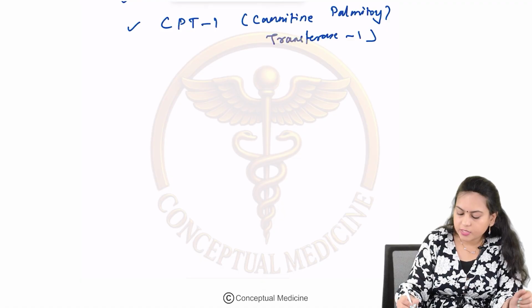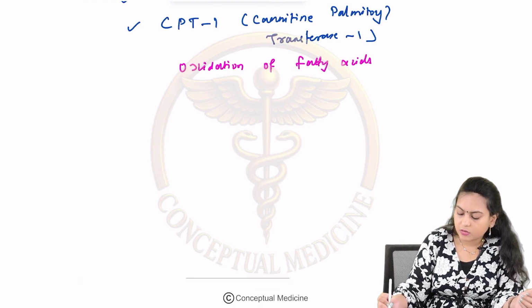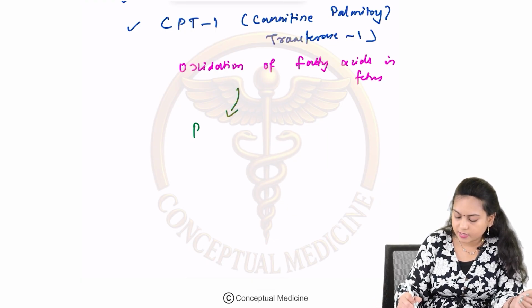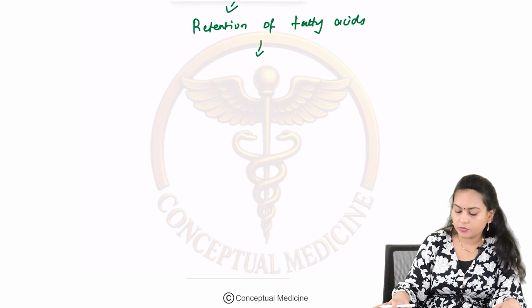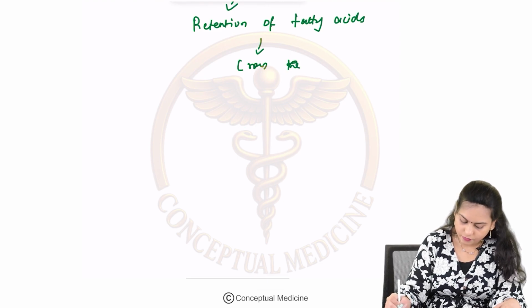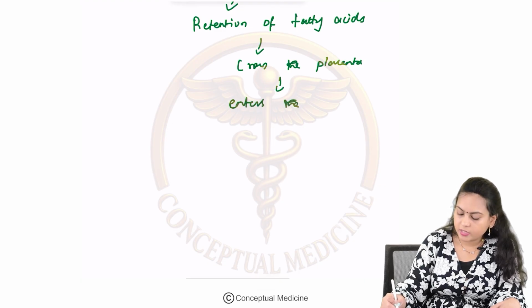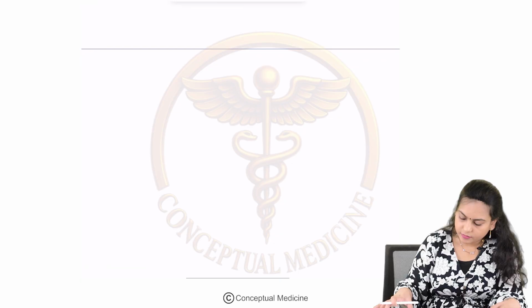Okay, see, all these enzymes are responsible for oxidation of fatty acids in the fetus. Suppose this is not working, then what happens is there is retention of fatty acids in the fetus. Okay, so this is going to cross the placenta and enter the maternal circulation and start accumulating in the mother's liver. Clear? So, we will see the clinical features of this disease.